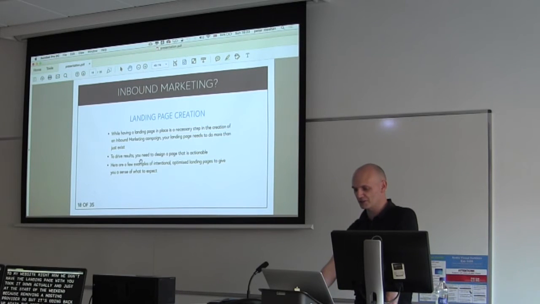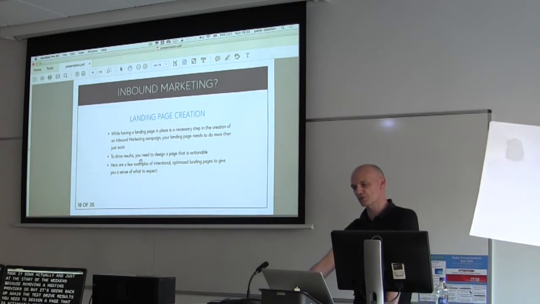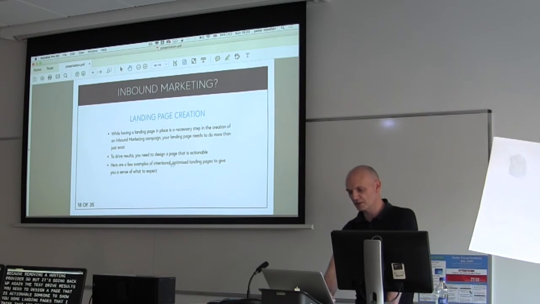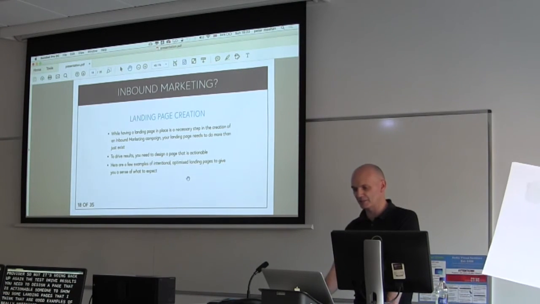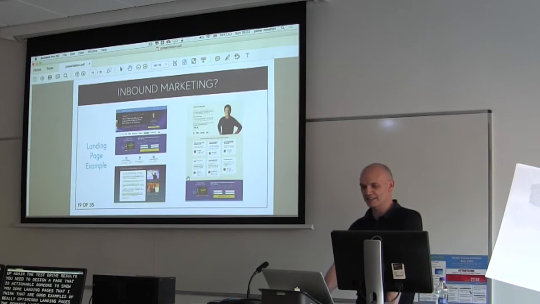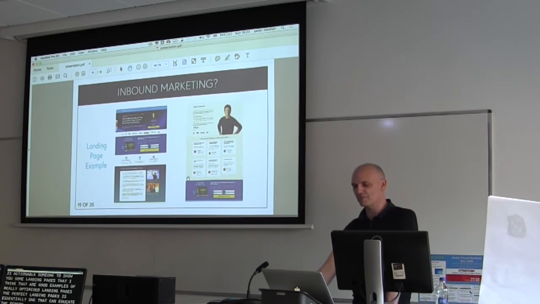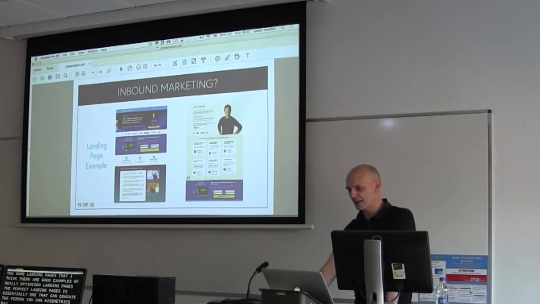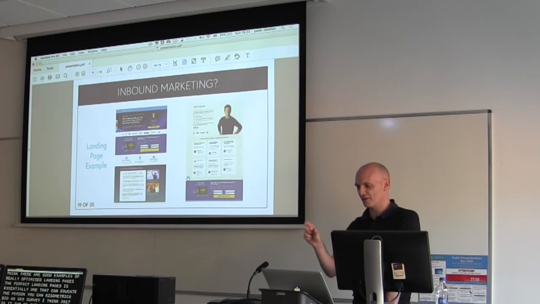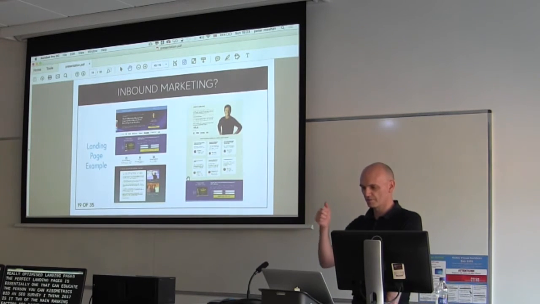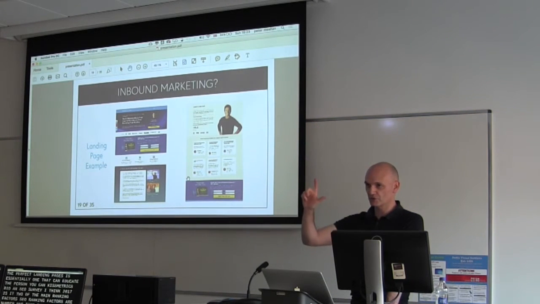To test drive results, you need to design a page that is actionable. So I'm going to show you some landing pages that I think are good examples of really optimized landing pages. The perfect landing page is essentially one that can educate the person, get their email from them, and ultimately keep them on the site. Kissmetrics did an SEO survey. They do one every year. But the survey for 2016 to 2017 says two of the main SEO ranking factors are number one, time on site, and number two, click-through rate.